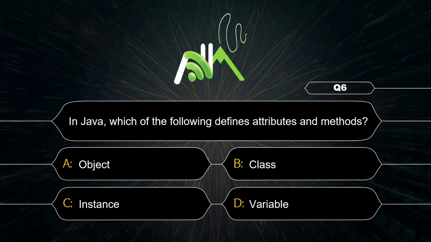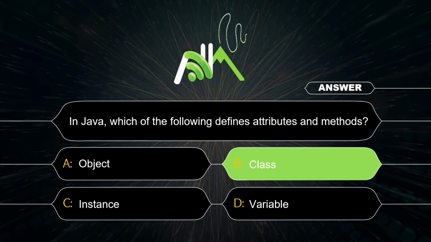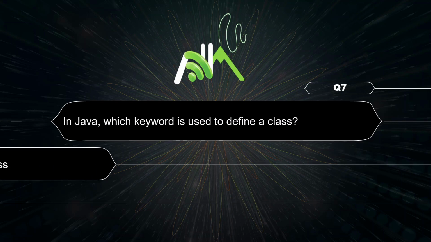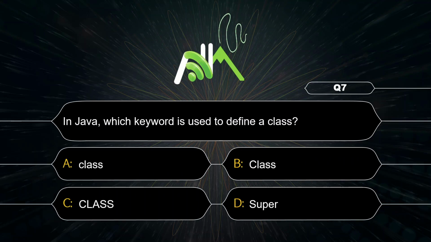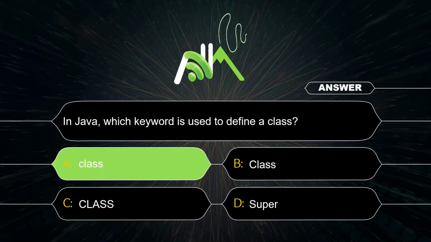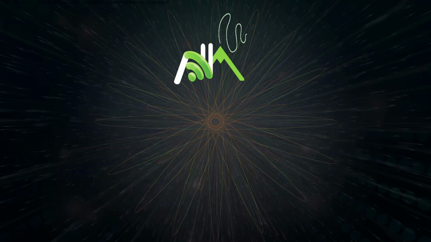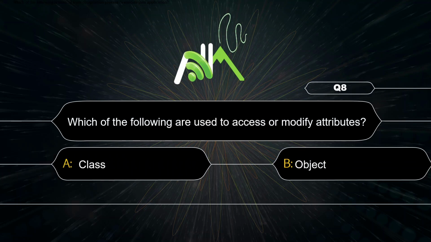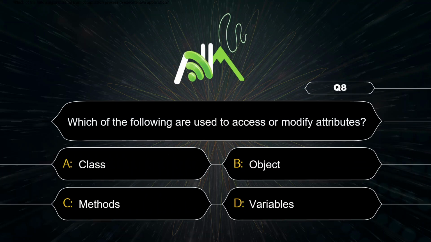Which of the following defines attribute and method? That is class. Which keyword is used to define a class? So small letter class, that is option A. What is used to access or modify an attribute? So here the correct answer is method, option C.